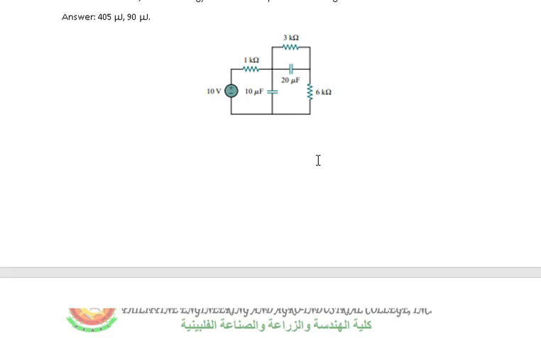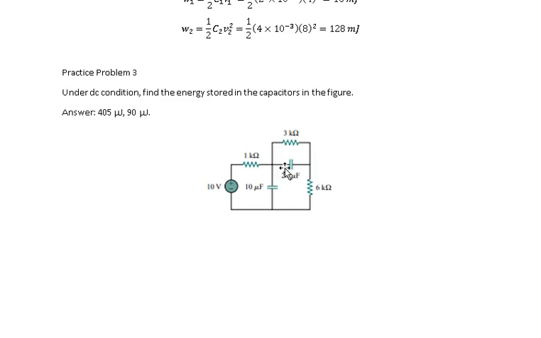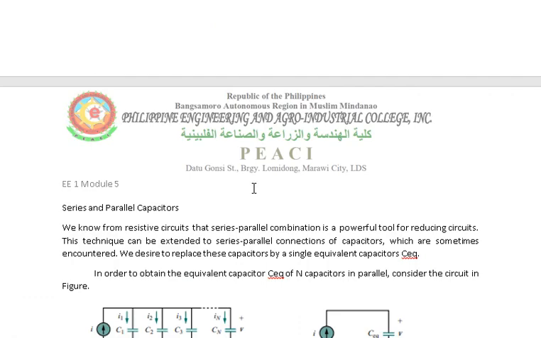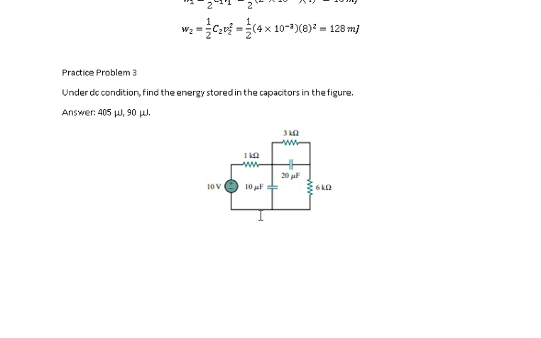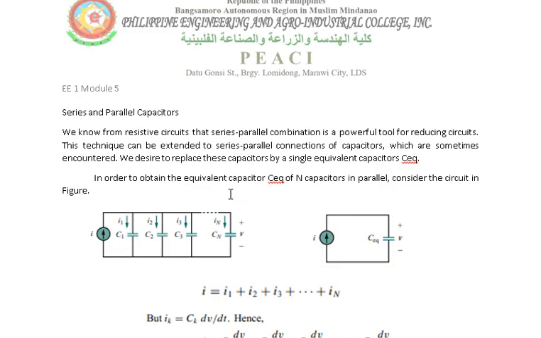Okay, so we have here the practice problem, so please solve this one. It's easy. Remember that if you assume the circuit is operated in DC, we can assume that this is open circuited. Okay, so we have here series and parallel capacitors.